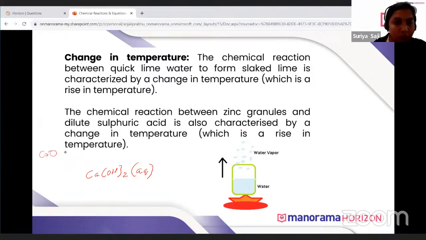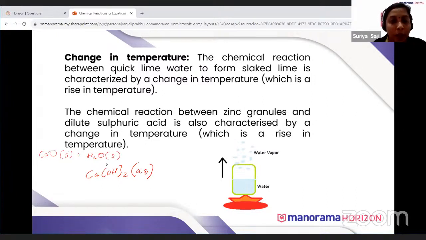CaO. Calcium oxide is quicklime that is in solid state. Quicklime reacts with the water. It's a chemical reaction between quicklime and water. Water's chemical formula we know is H2O. H2O is in liquid state. Water is in liquid state, we know, right?